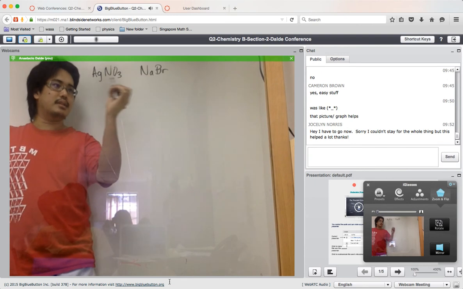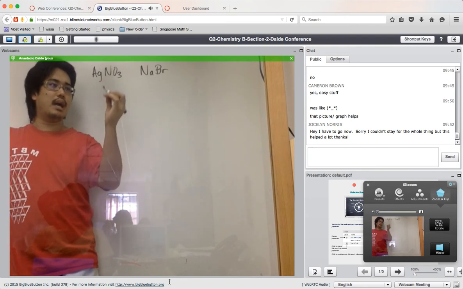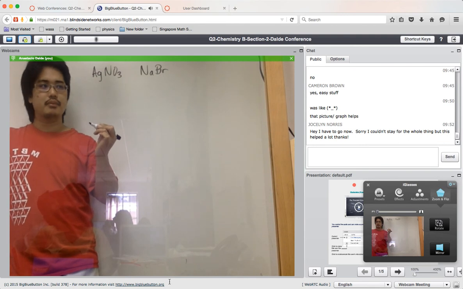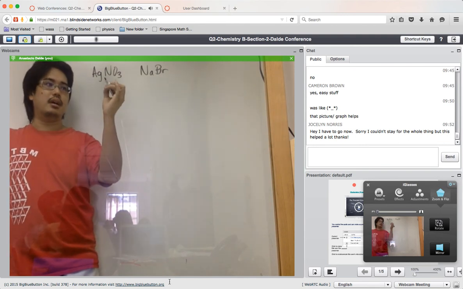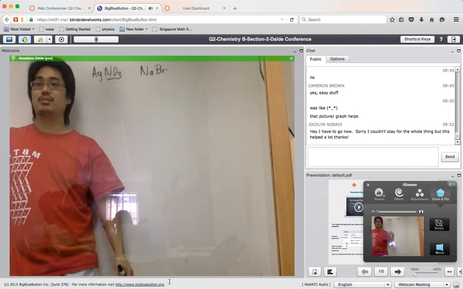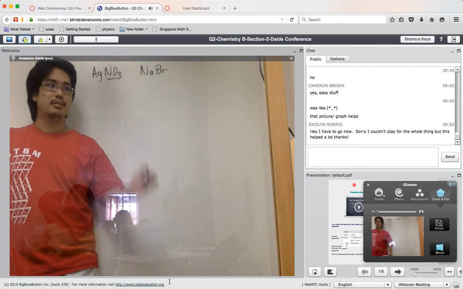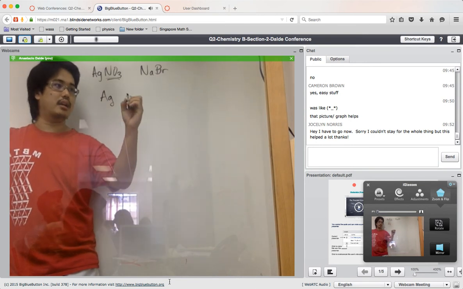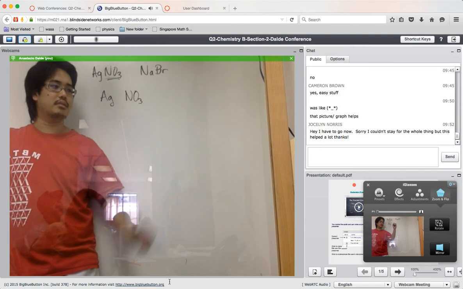When you put this inside of a solution, what happens is this thing breaks apart into its ions. The reason being is because, according to that table, rule number 1 says all nitrates just don't hold together. So Ag goes into its ions, and NO3 also goes into its ions.